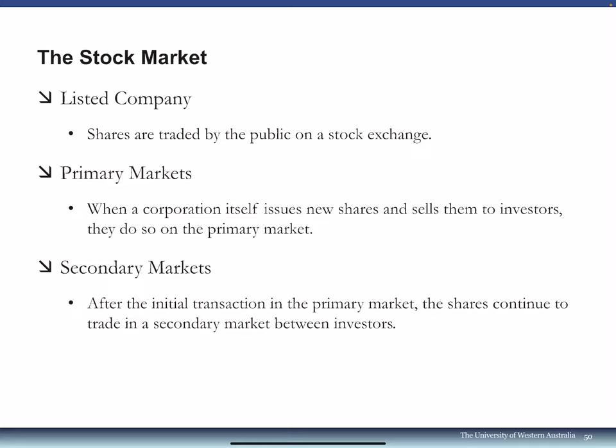So although we generally refer to the stock market as a marketplace for people to trade shares, we differentiate it by what types of shares are traded. A primary market is where a corporation issues new shares through its initial public offering, IPO, to investors, or seasoned equity offering, SEO.